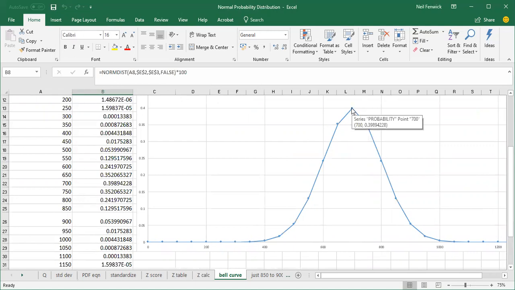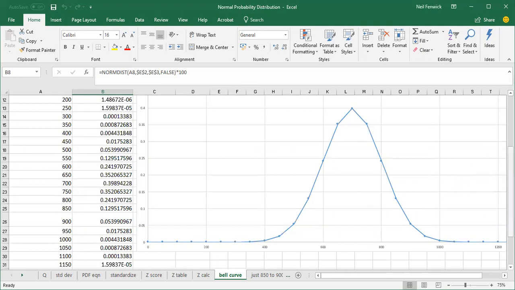We can pick out this value here. We can see there is a probability of 0.4 or 40% of picking out a value of 700 days. There's a 40% probability of doing that at random. We are up between 850 and 900 days, so we're up around this region around here.